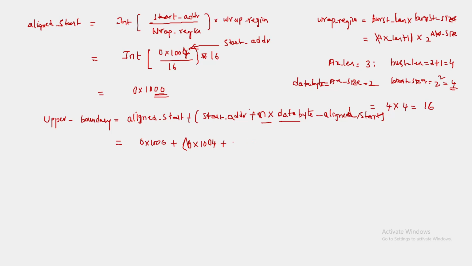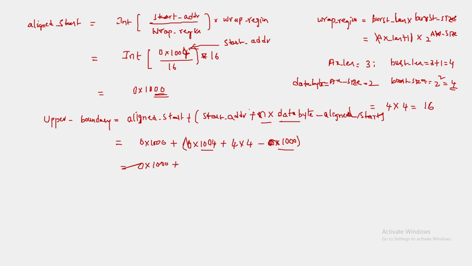So the number of data bytes is 4. 4 into 4 is 16, minus the aligned start, which is 0x1000. Okay, so then we got the value. This is the start address, 1000, minus 4. So this is the address value 0x1000 plus this 4 value we got.